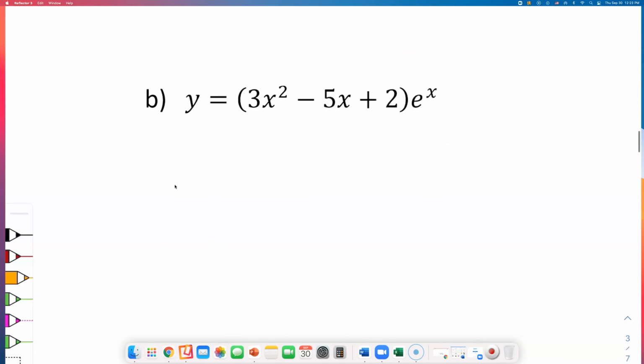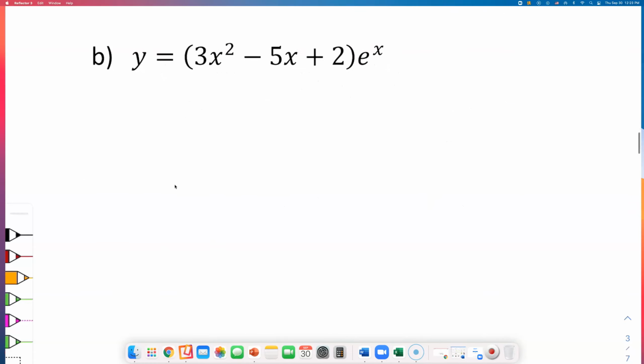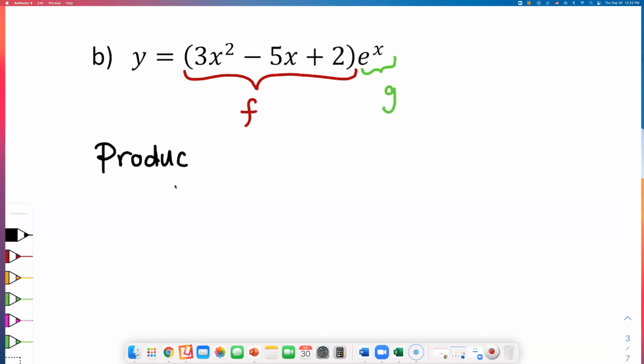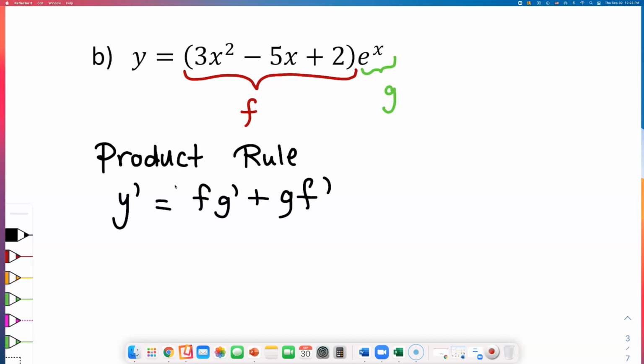Ooh, okay. Do you see a product? This is a product. I'm going to call this piece, this trinomial, my f, and I'm going to call this e to the x my g. I can see a product of f and g. So we will use the product rule. Product rule says y prime is fg prime plus gf prime.